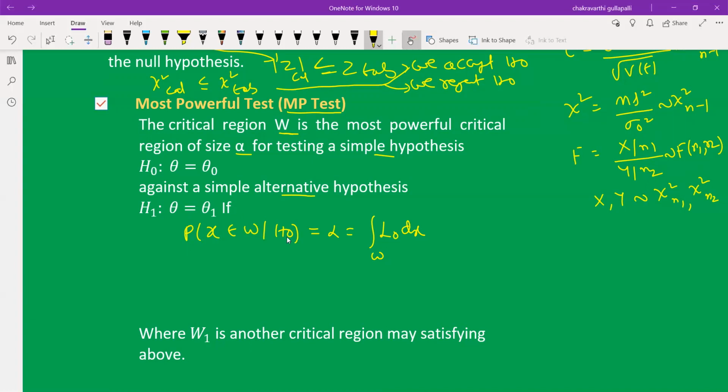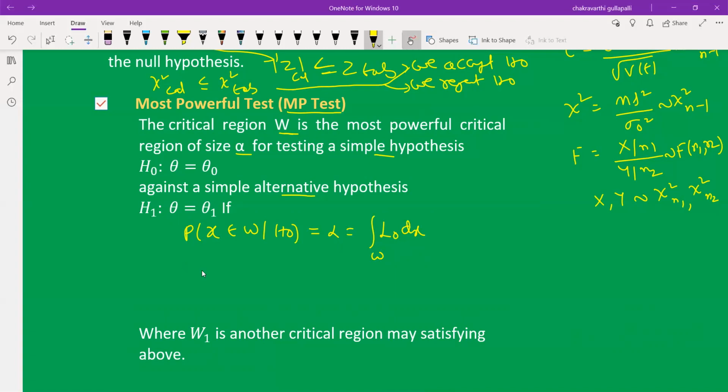When H0 is true, that is the size of the critical region, called the probability of type 1 error. In terms of manifold integral, integral under W of L0 dx. L0 dx means the likelihood function under H0. H0 is what? Theta is equal to theta naught. Substitute theta equal to theta naught in the likelihood function, integrate this value, we get alpha. I will explain, I will give the sum, numerical problems related to measurement of alpha.